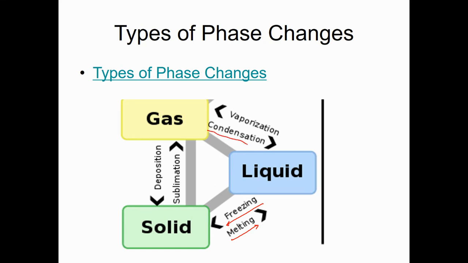To go from gas to a liquid, we are condensing. If we are going from a liquid to a gas, we're vaporizing. This could be boiling or evaporating. Both are vaporization. If you're going from a gas straight to a solid, that's called deposition, like you're depositing the gas as a solid. And if you are going from a solid to a gas, then you are sublimating. This one over here may be new, but hopefully the other ones are pretty familiar.